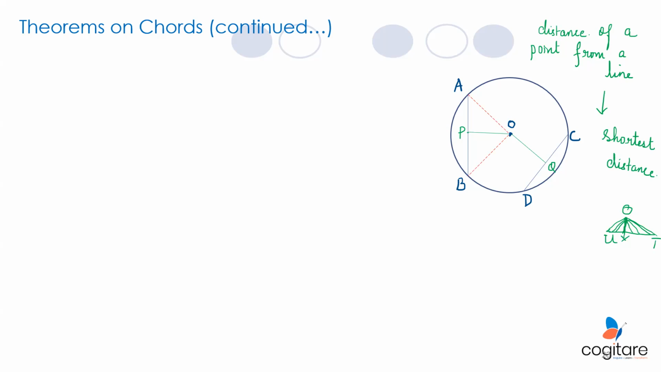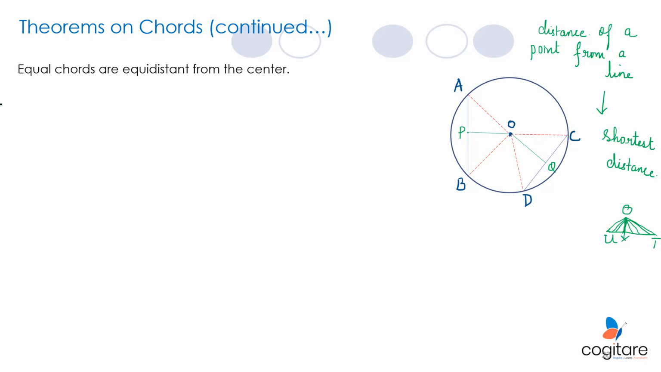Let's see. Just connect OA, OB, OC, and OD, right? Now, you will observe that equal chords are equidistant from the center, which means the shortest distance from the center to the chord AB and the shortest distance from the center to chord CD, these two distances are equal. Shall we prove it, folks?